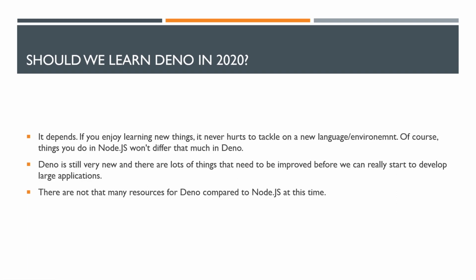Deno is still very new, and there are lots of things that need to be improved. There are a lot of unstable APIs that they're still developing, but it is released right now and you're able to play around with it. But just be very careful and don't worry too much about building large applications at the moment, because there are probably going to be a lot of things that will change in the future. And there aren't really that many resources for Deno at the moment compared to Node.js.